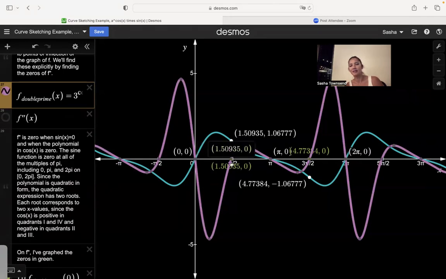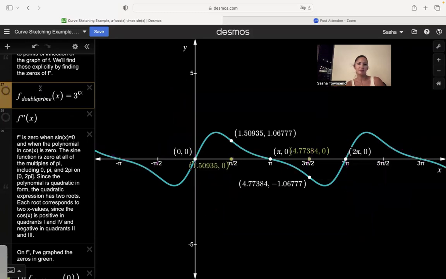F double prime is negative when the original function is concave downward. F double prime is positive when the original function is concave upward. F double prime is negative here where the original function is concave downward. And then f double prime is positive there where the original function is concave upward. So that's all consistent. Now we also have our original first derivative should have relative extrema at those points of inflection. So let's graph the first derivative now.